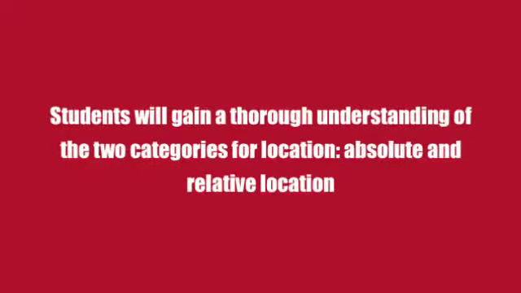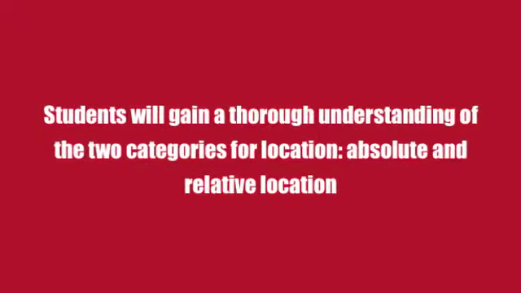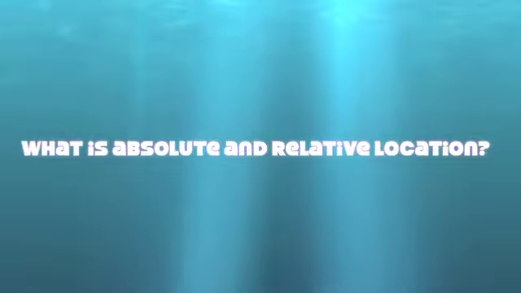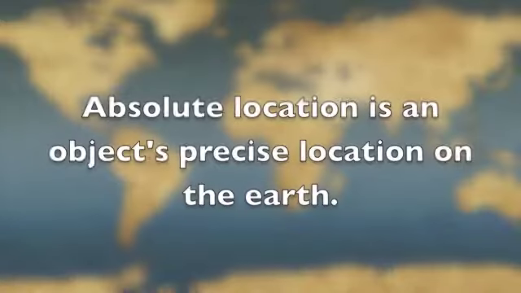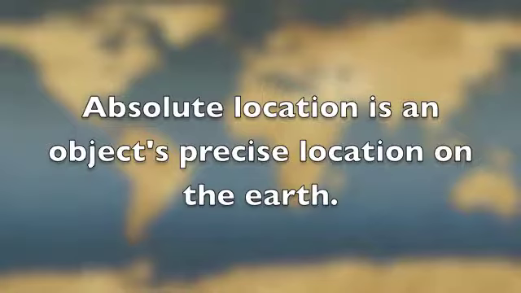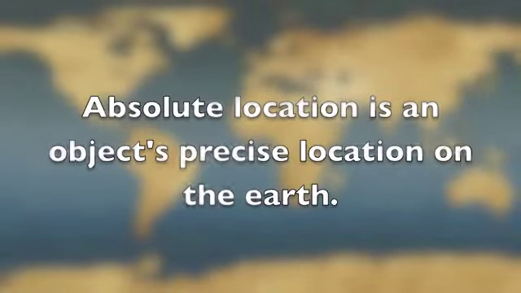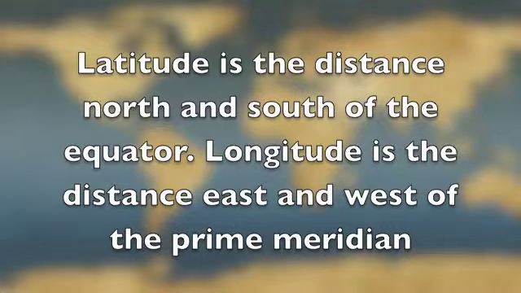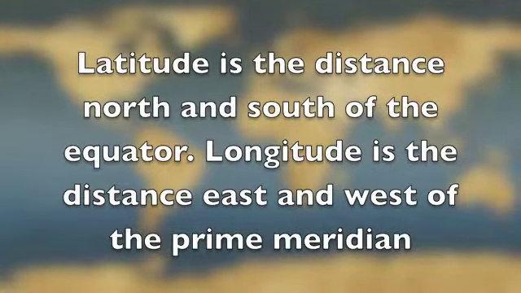Stop 1. Students will gain a thorough understanding of the two categories for location, absolute and relative location. So what is absolute and relative location? Absolute location is an object's precise location on the Earth. Absolute location can be determined using latitude and longitude. Latitude is the distance north and south of the equator, whereas longitude is the distance east and west of the prime meridian.